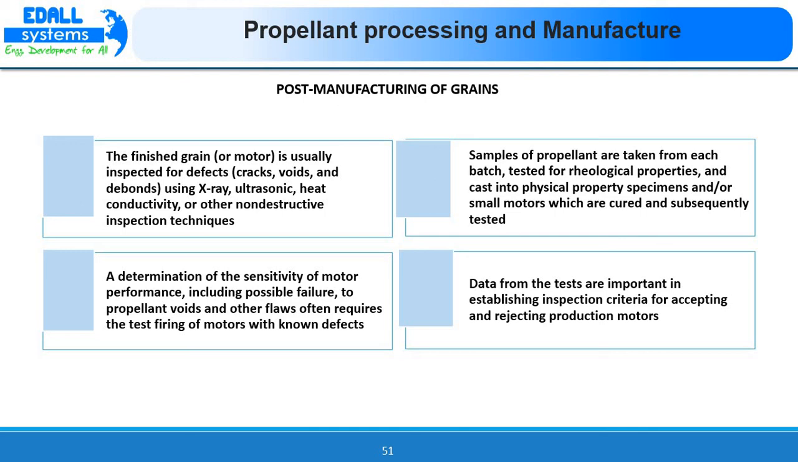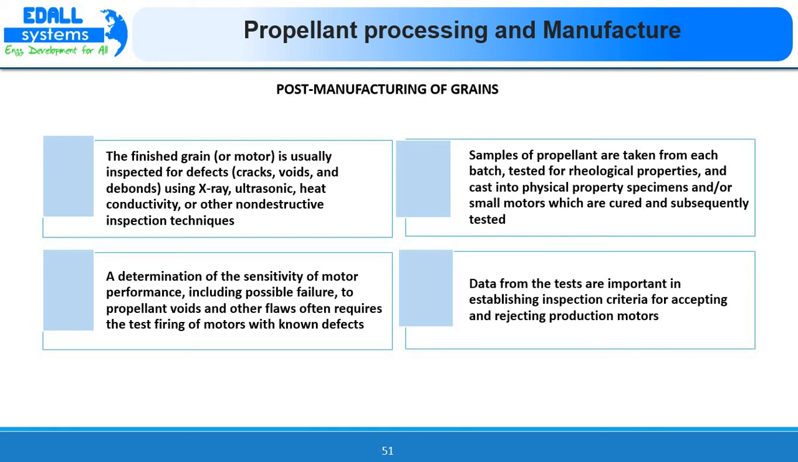Samples of propellants are taken from each batch, tested for rheological properties, and cast into physical property specimens and/or small motors which are cured and subsequently tested. Data from the tests are important in establishing inspection criteria for accepting and rejecting production motors.